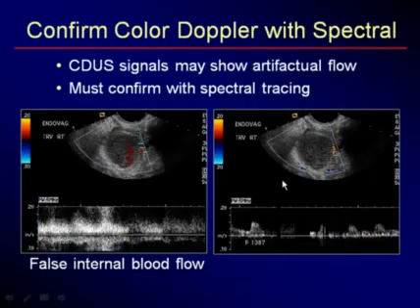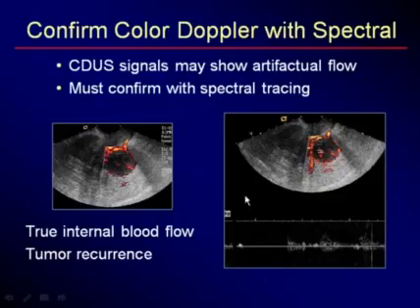Now, when we do Doppler, please keep in mind that any findings with color Doppler have to be confirmed with a spectral tracing because color Doppler ultrasound signals may show artifactual flow. Here's a mass, looks like it has some blood flow in it. But when we do a spectral tracing, we cannot really get a good arterial or venous signal because these are flash artifacts. At the periphery of the mass, yes, we do have arterial blood flow, but there was really no true flow inside the mass.